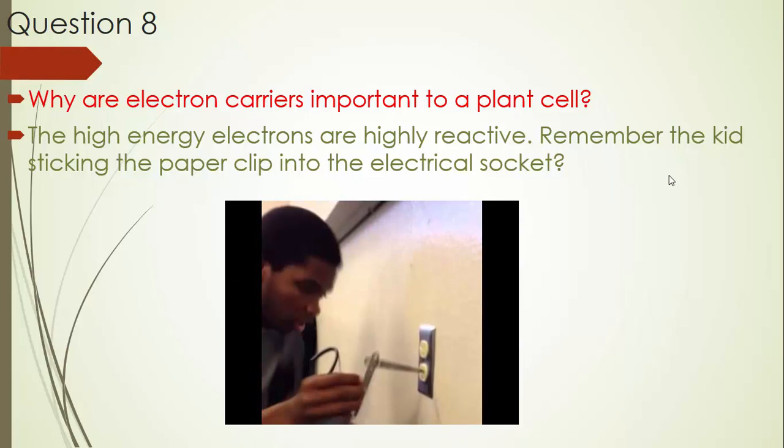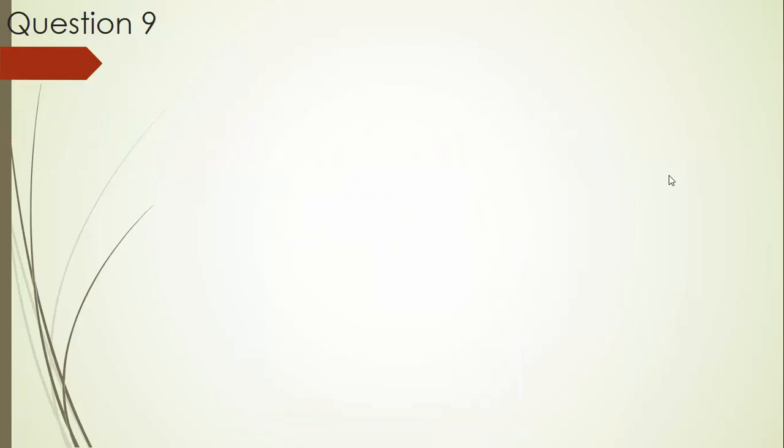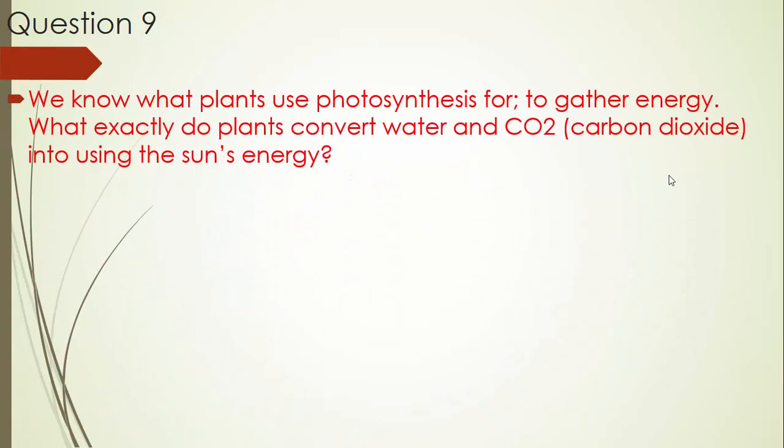Plants have special electron carriers, and the reason they have them is because those electrons are highly reactive. All right, number 9. We know what plants use photosynthesis for, to gather energy. What exactly do plants convert water and carbon dioxide into using the sun's energy? They convert it into 2 things, oxygen and those high energy sugars, which are carbohydrates. We always talk about the high energy sugars that are carbohydrates. Sometimes people leave off the oxygen. Pretty basic question though.